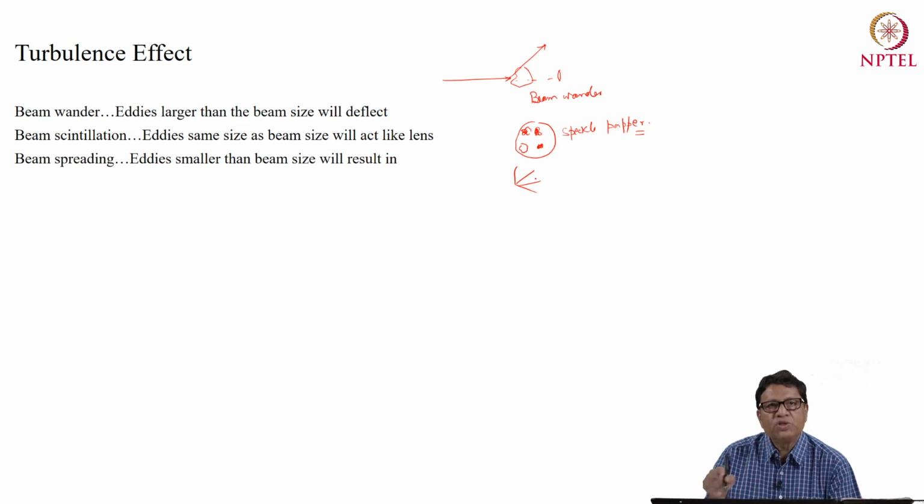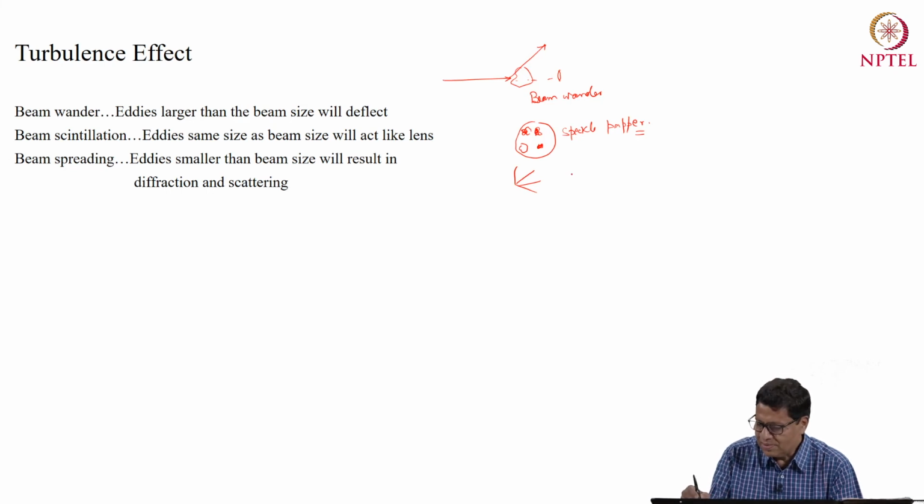There will be redistribution of energy in the wavefront. Because of this redistribution of energy, because of this scattering, there will be loss. The laser beam power will get spread over a large area, and on the receiver you will get much less. This is called beam spreading.